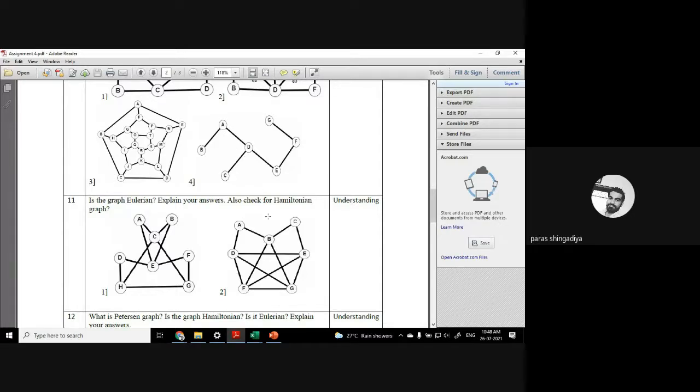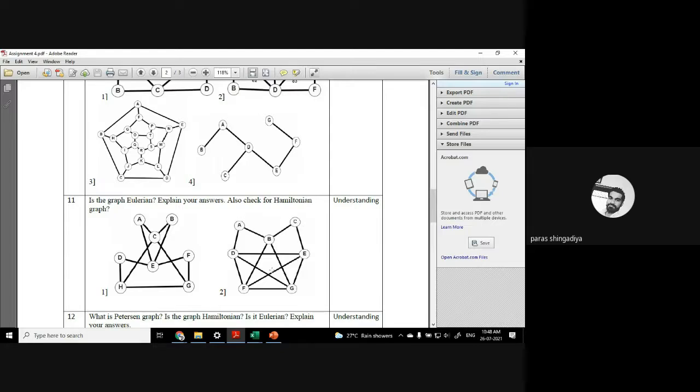Okay, now the second graph, clearly it is a Euler graph. You have to start with A, B, C, then E, G, F, D, and move to the inside, covering all the edges exactly one time, and again you will reach back to D, and then A.